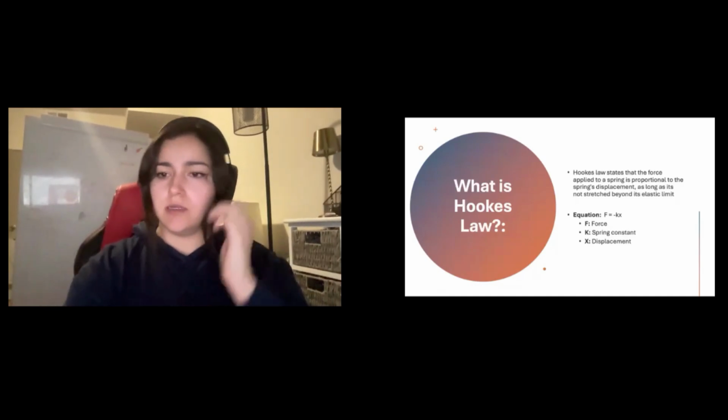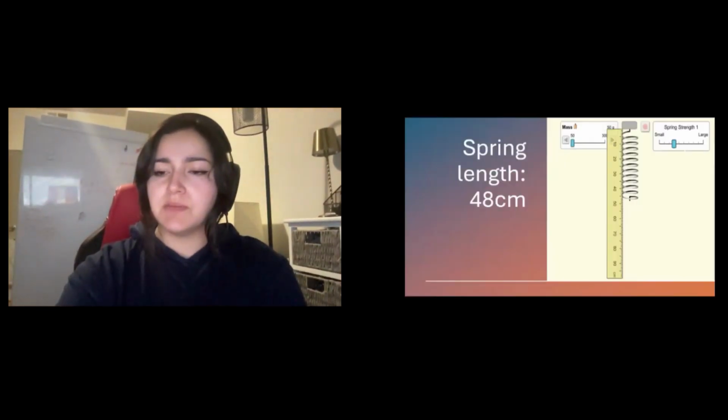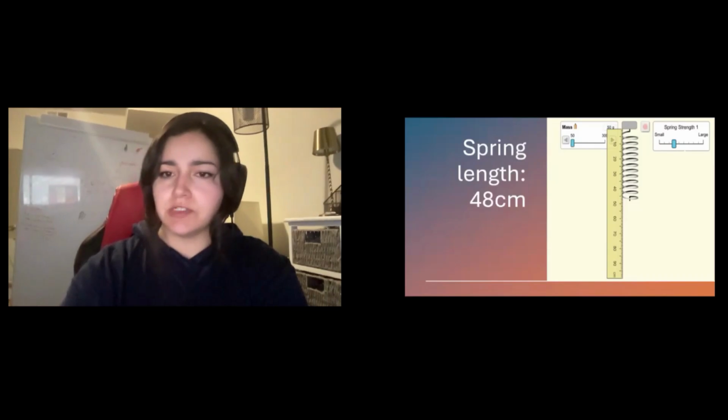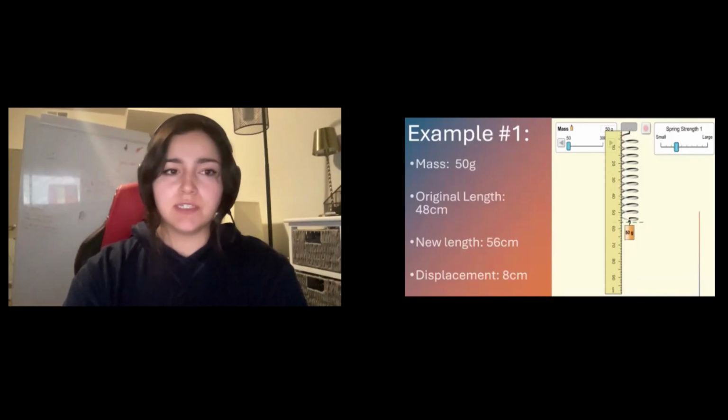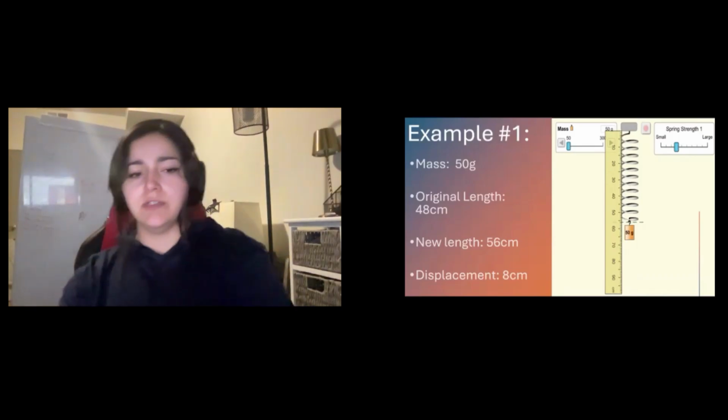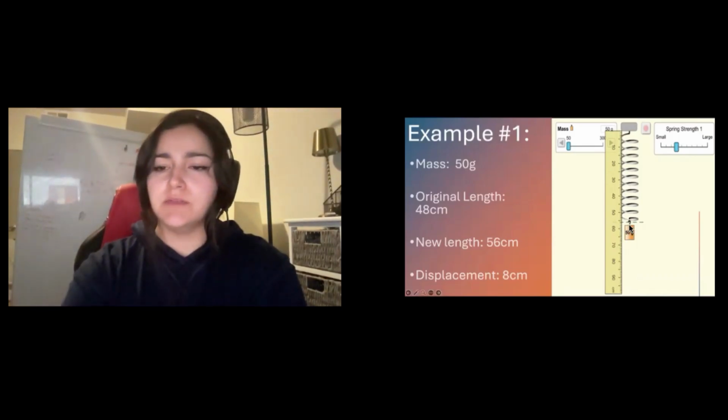And then moving on. First I measured the spring without any weight, and the original length is 48 centimeters. And I did three examples. For the first example, I chose the 50-gram weight, and the original length was 48 centimeters, and it stretched to 56 centimeters with a displacement of 8 centimeters. To find the displacement, I just subtracted the original length from the new length.